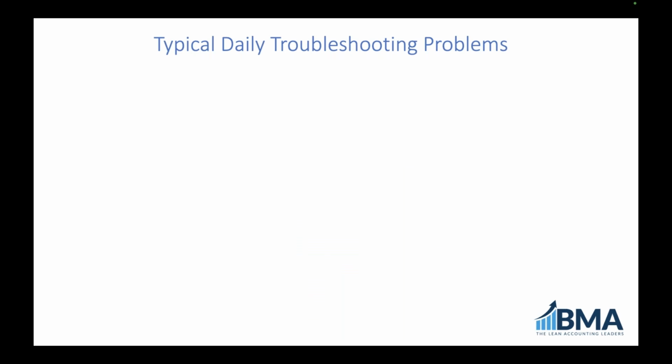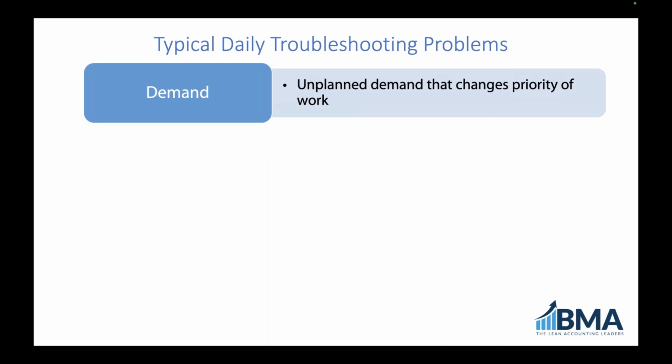I've mentioned troubleshooting problems, non-standard conditions. This is where daily lean management is essential in terms of having a structure and a routine. So what are the typical daily troubleshooting problems that may occur? Number one is changes in demand. You might have unplanned demand that changes the priority of work. How is this going to be managed? Who is going to change the priority of work? There has to be a standard to respond to the non-standard condition.